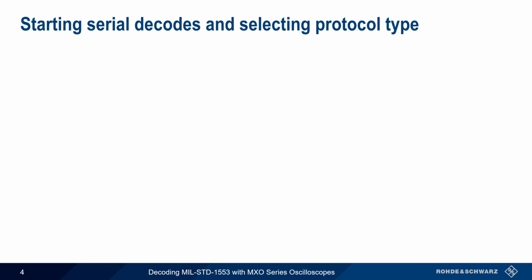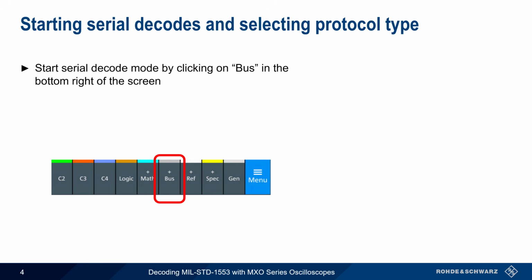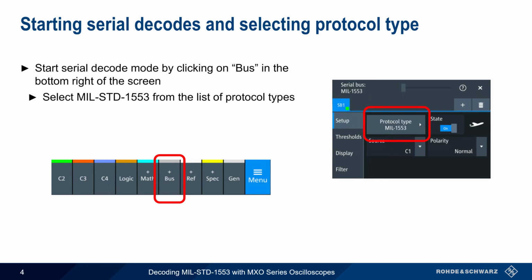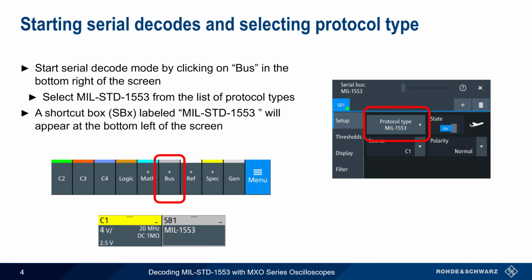The first step in decoding MIL-STD-1553 data with the MXO is to select bus from the list of items in the bottom right corner of the screen. Then select MIL-STD-1553 from the list of available protocol types. This will also create a small box labeled MIL-STD-1553 in the signal bar near the bottom left corner of the screen. This box can be used as a shortcut for configuring decode parameters.